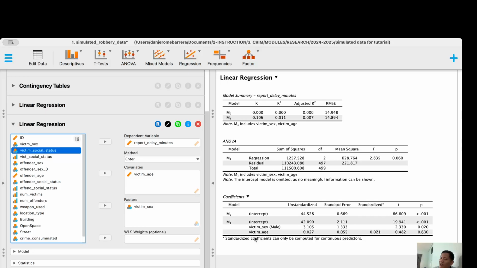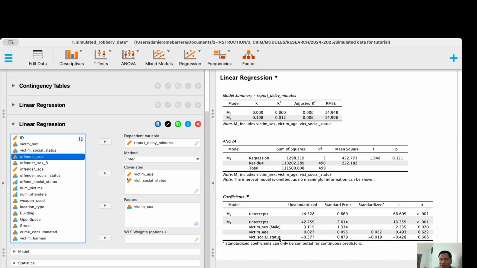Reporting delay does not depend on victim's age. Okay. Now let's add more variables. Let's go to victim's status here. Let's place it under covariates because we turn it into an ordinal variable where there is 1, 2, and 3, and there is an order. Let's go.